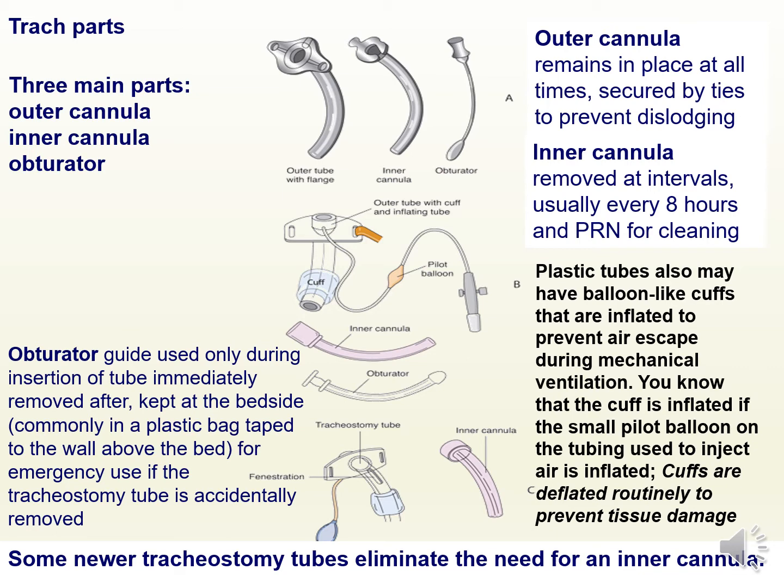Plastic tubes also may have balloon-like cuffs that are inflated to prevent air escape during mechanical ventilation. You'll know that the cuff is inflated if the small pilot balloon on the tubing used to inject the air is also inflated. Cuffs are deflated routinely to help prevent tissue damage. Some new trach tubes eliminate the need for the inner cannula.